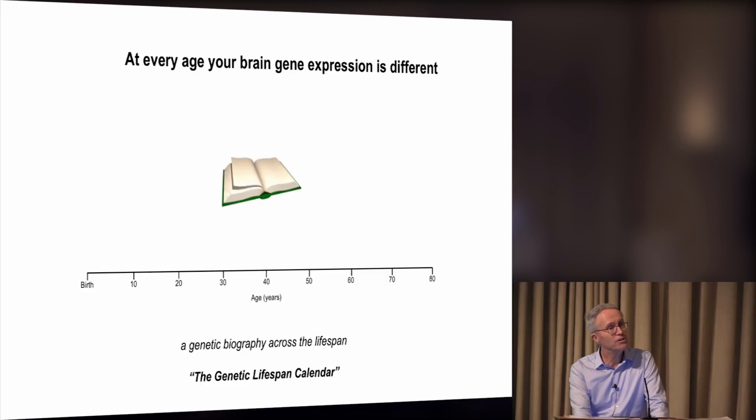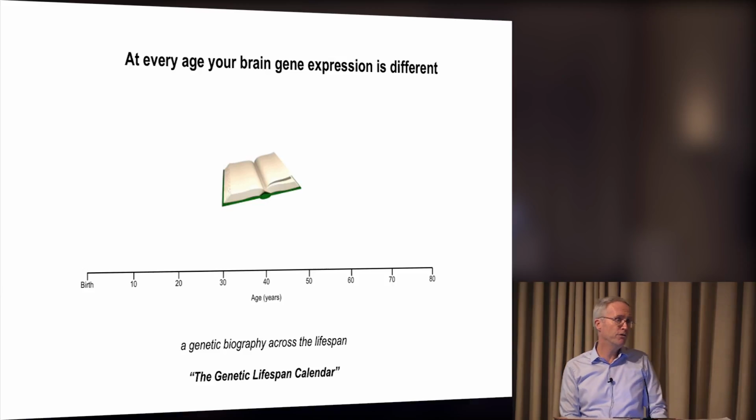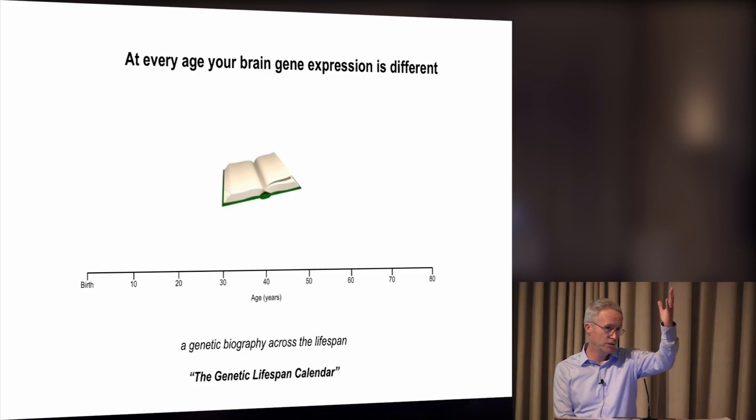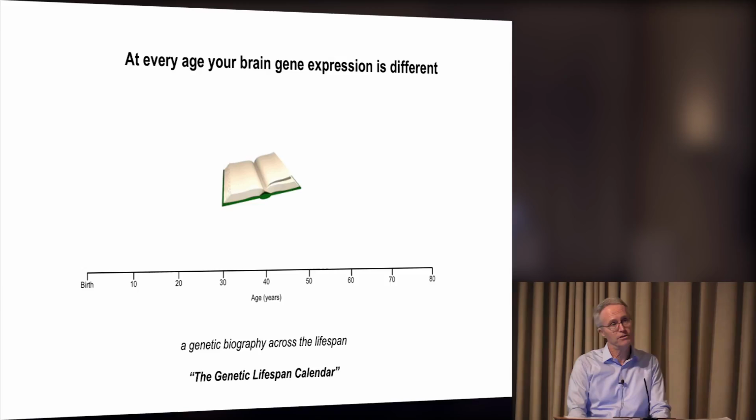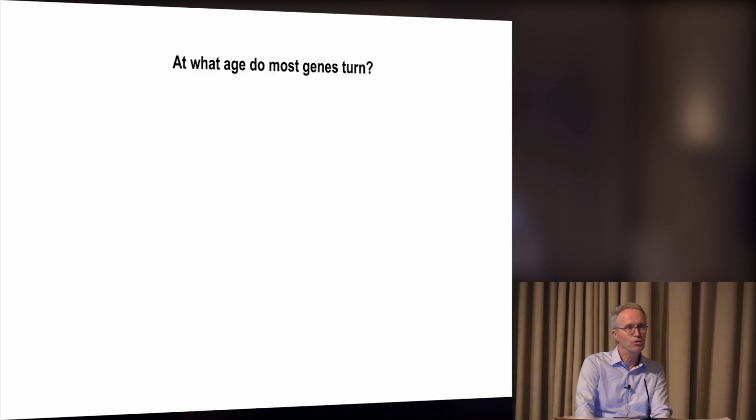and it's like turning the pages in a book. As you get older, every year, every month, perhaps even every week, there are changes. And I consider it to be like a sort of genetic biography across the lifespan. And we refer to this genetic program that produces these changes as the genetic lifespan calendar. Now, this calendar is a pretty interesting thing, and we thought we'd like to ask a few more questions about it. Here's a really obvious one.